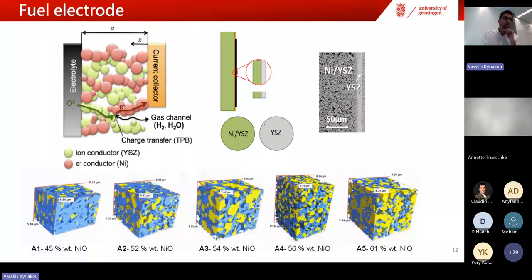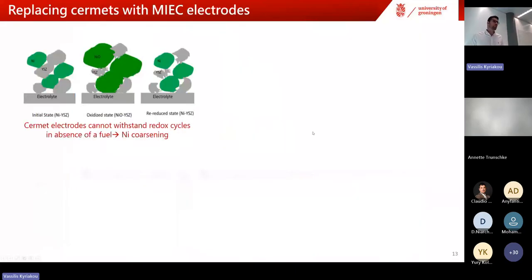We're talking about electrochemistry, and in electrochemical reactions, you need electron transfer, you need ionic transport, and at high temperature, gas transport of reactants and removal of the products. We have three phases in contact, and therefore we don't have a 2D area, we have a three-phase boundary. And this three-phase boundary is practically the contact that you see between the yellow and the blue parts for different contents of nickel oxide.